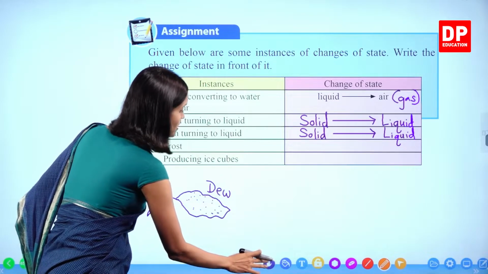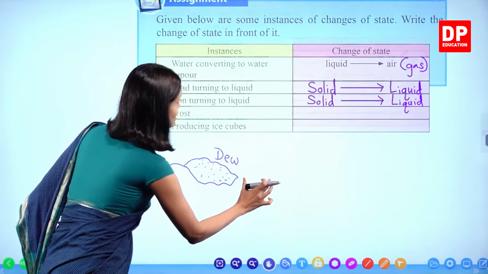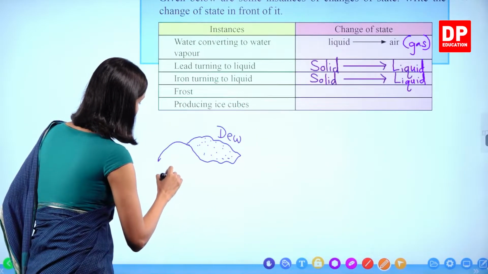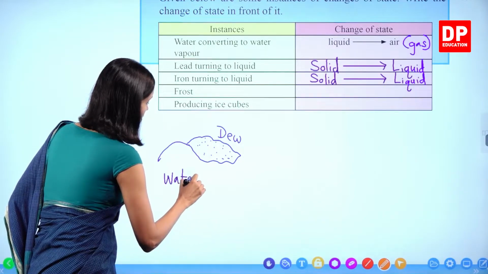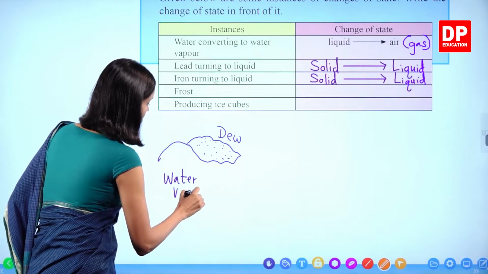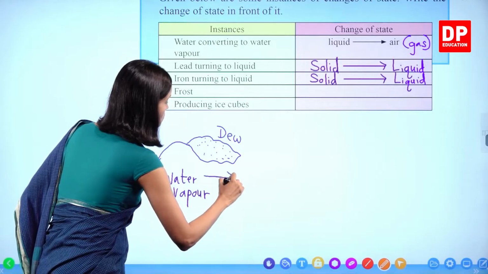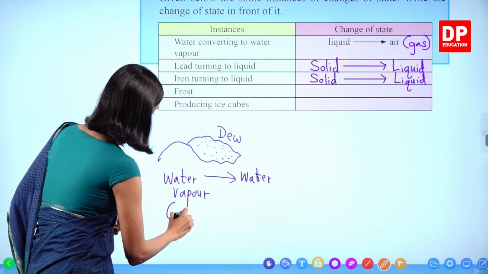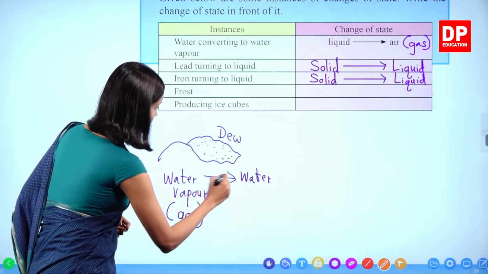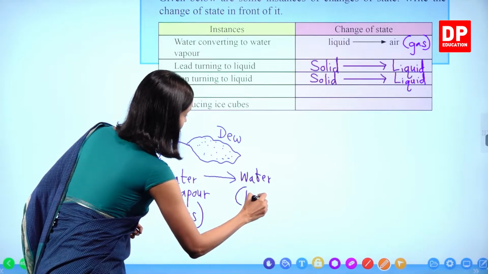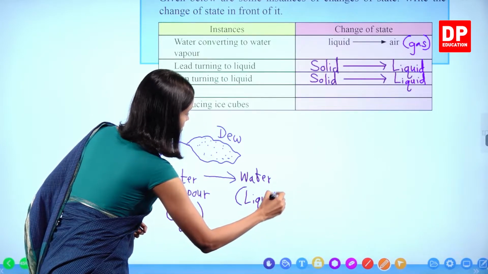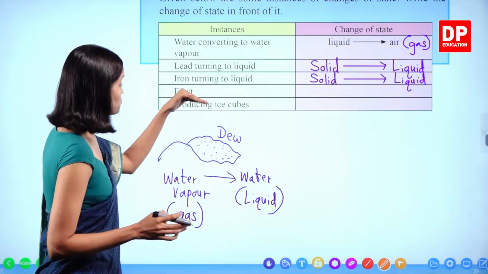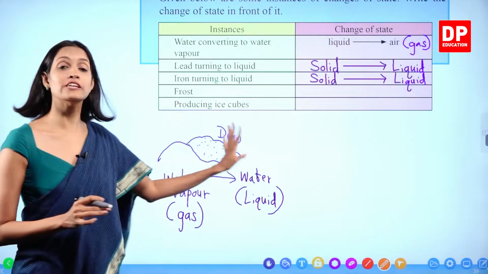So during the formation of dew, what is the change of state that takes place, children? Water vapor changes to water. So water vapor is in its gaseous state. This is gas. Turns into liquid. Right? Change of state during formation of dew is gas to liquid.